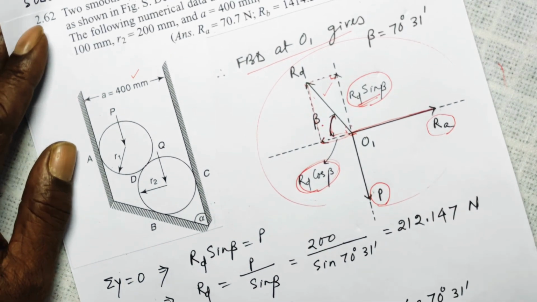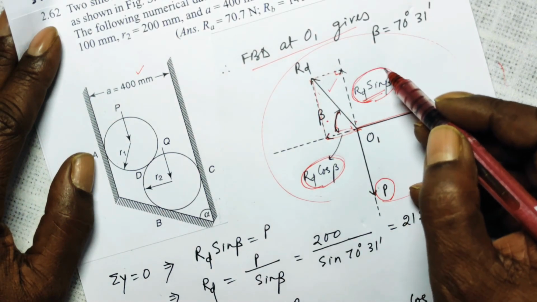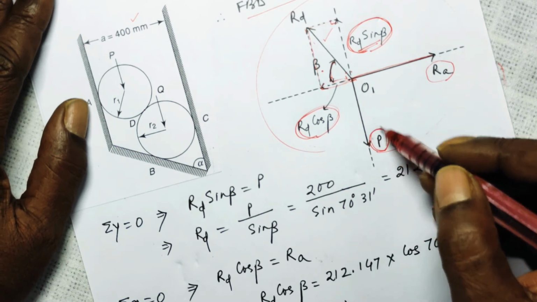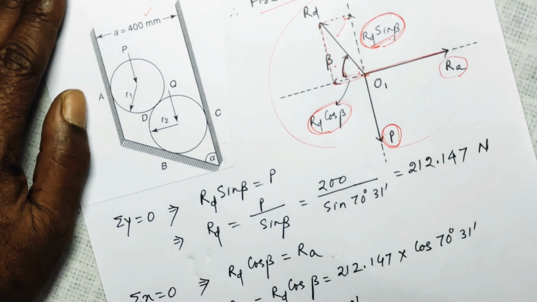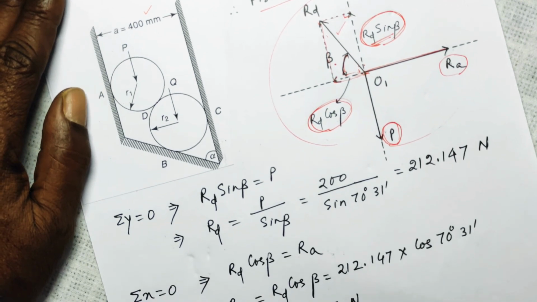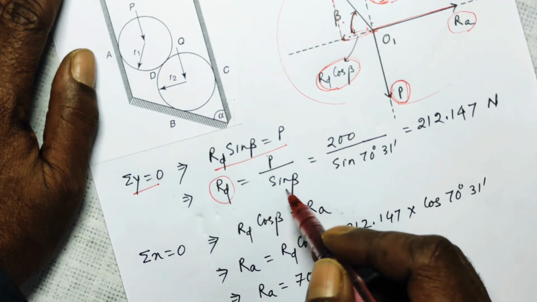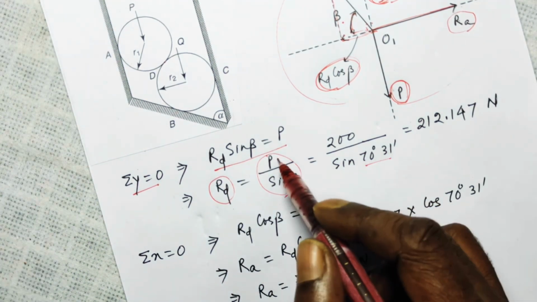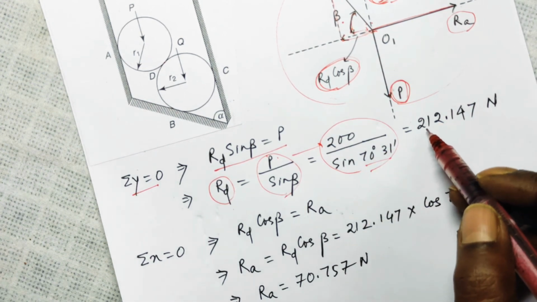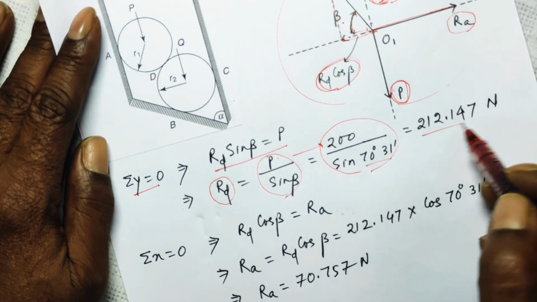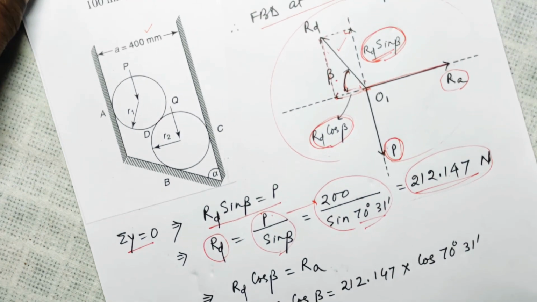So let us apply sigma y is equal to 0. As you can see, this is along the positive y-axis and P is along the negative y-axis. They are already opposite to each other, and if their magnitudes are equal, then sigma y will be 0. So I have put sigma y is equal to 0, RD sine beta is P, so RD is equal to P over sine beta. Beta we just calculated, the value of P is given. So put this in a scientific calculator, this comes out to be 212.147 Newton.